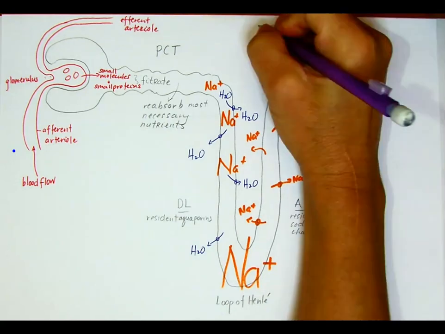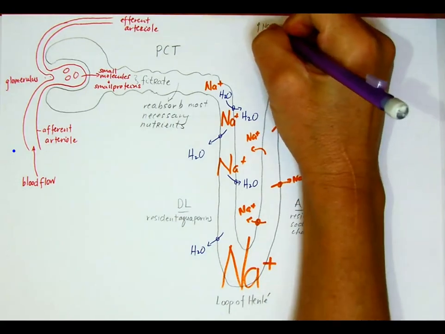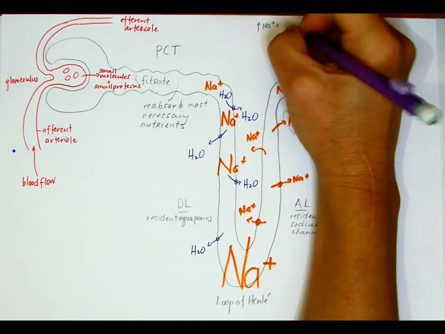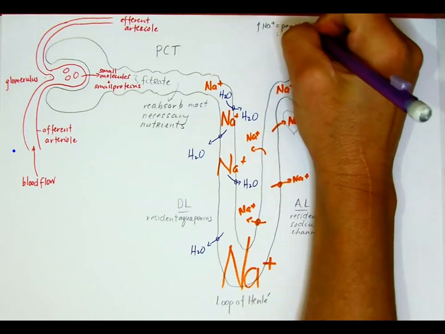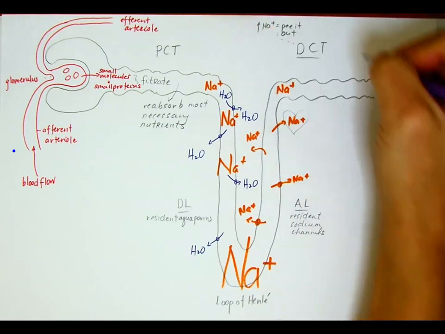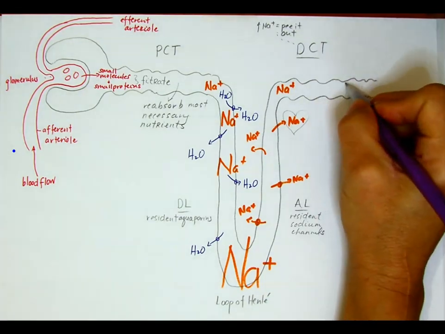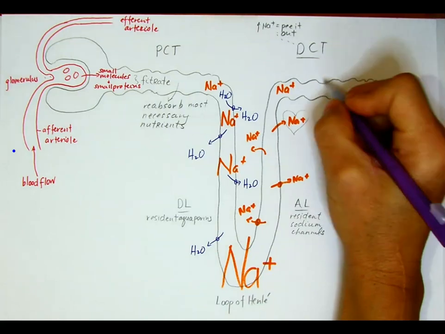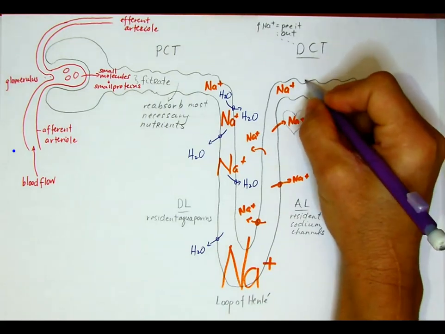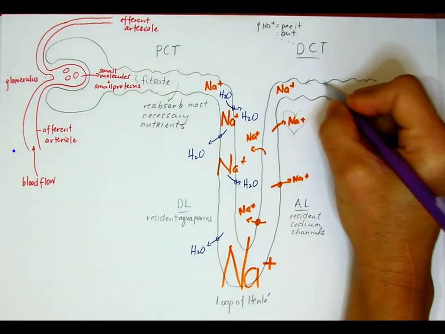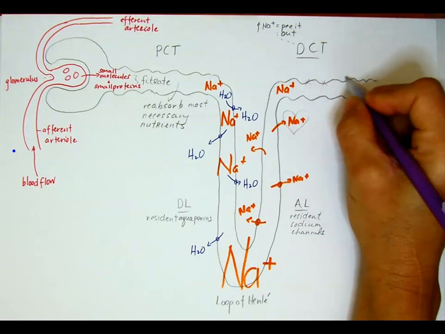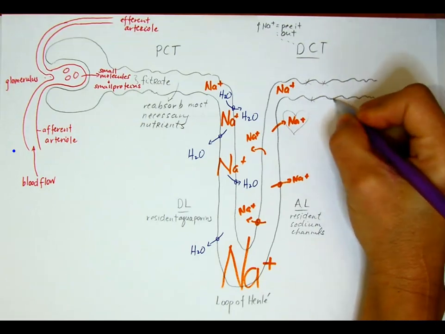No, you want to pee it out, okay? So if I have high salt in my body, what's going to happen in the cells that line the DCT? They will become impermeable to salt. Now think about what that means, people. What has to happen mechanistically in order for you to become impermeable to salt?